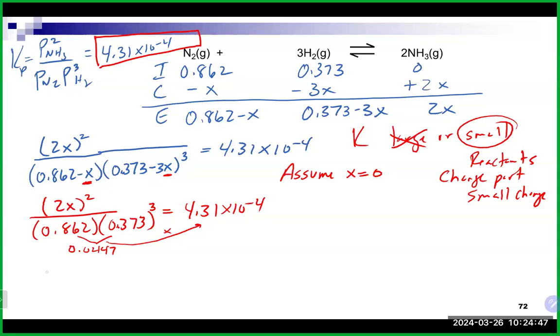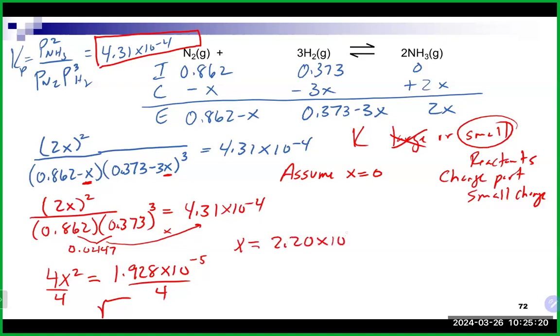And that's going to give me 4x squared on the left as I square the top there. 1.928 times 10 to the minus, a lot of zeros there, 1, 2, 3, 4, 5. I'm going to divide by 4, and then I'm going to square root it after I divide by 4. So I'm going to divide by 4, do a little square root action on it. And that is going to give me an x value here of, we'll call it, 2.20 times 10 to the minus 3.